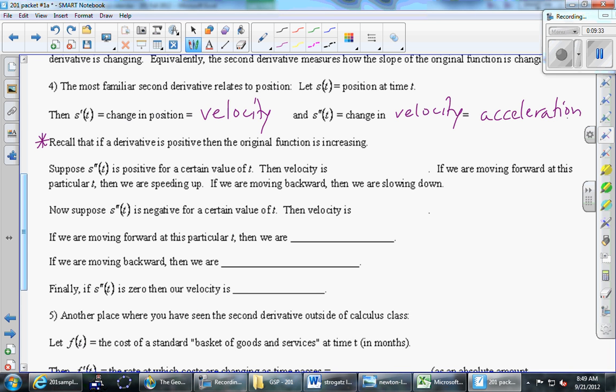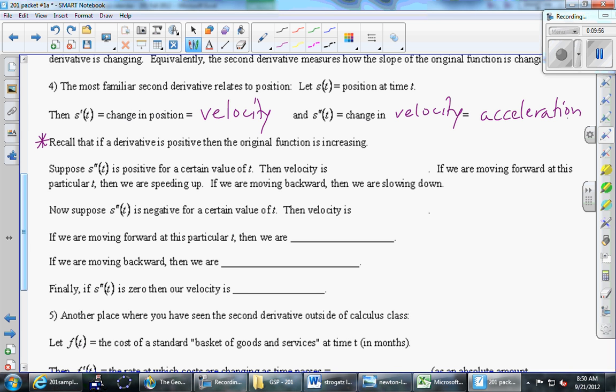We've seen it, we buy it, we're going to use it a bunch today. It's not hard when we say it in these terms, but it's about to become a little bit murkier because we'll be floating around in different derivative land. So suppose that s double prime of t is positive. So s double prime was our second derivative of position. So s double prime of t is positive.